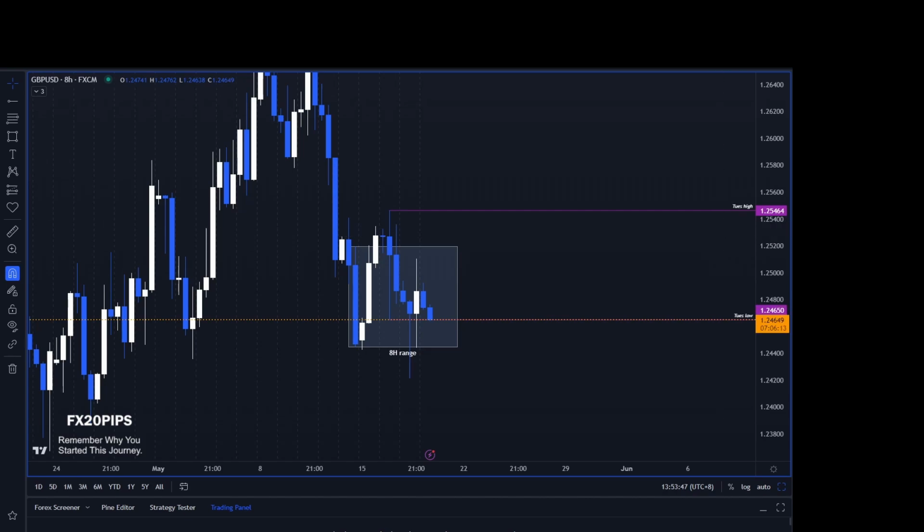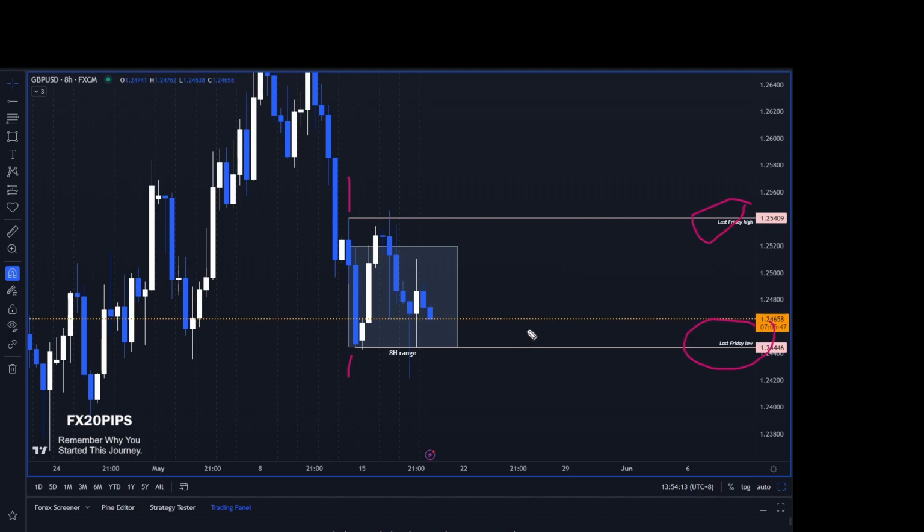Now I also like to plot the last Friday high and low, which is this. Basically the idea is to find out the high and low of the last trading day of last week, and see how the price moves within this range. At this stage, basically it's still within these two levels. Well, let me remove that.